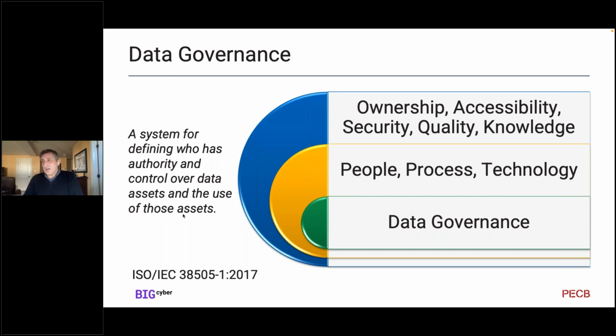And then knowledge as well. So knowledge is part of data governance. Of course, you want to make sure people are aware of security and that they're knowledgeable in security within your organization. You don't just leave that to the security professionals.